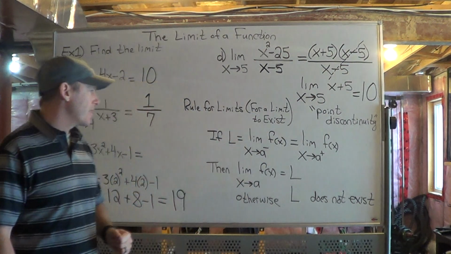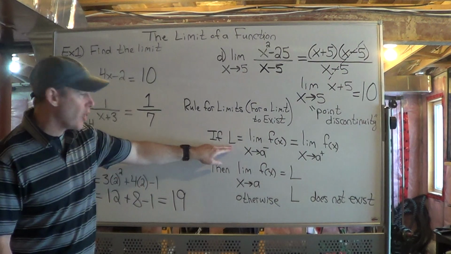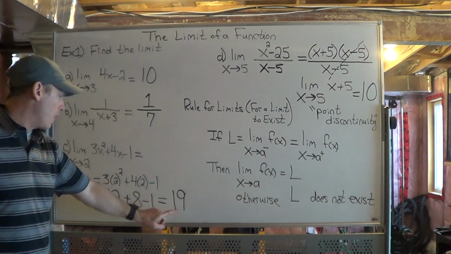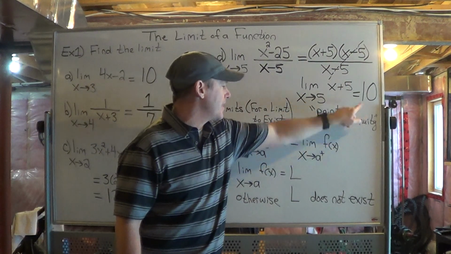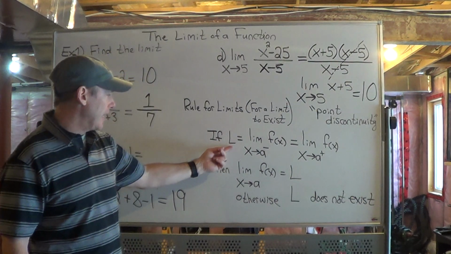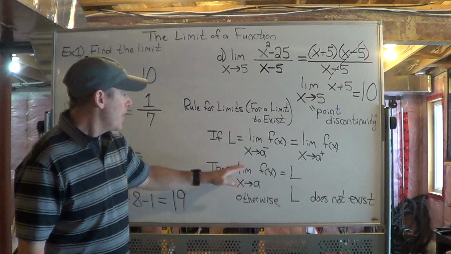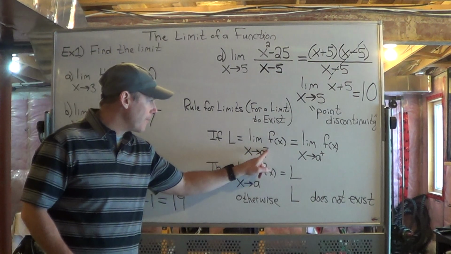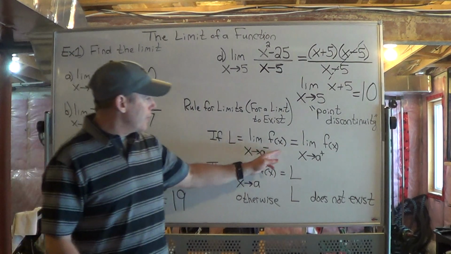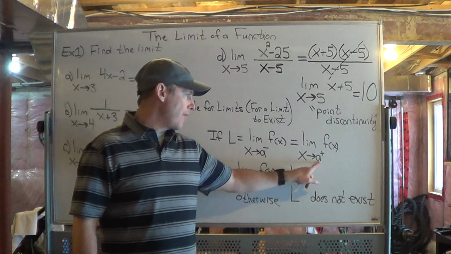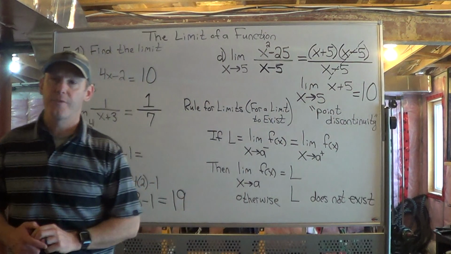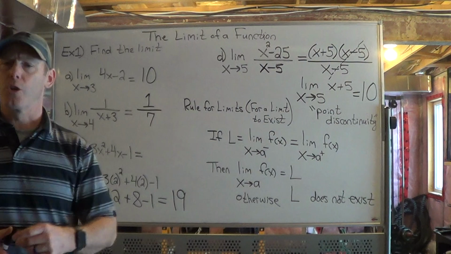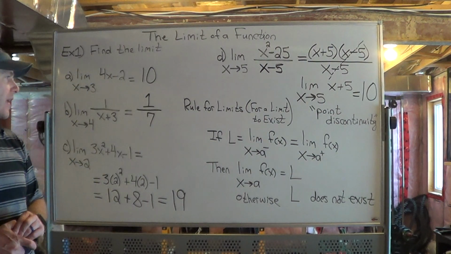So for a limit to exist, which is what we call L, it's a number. So L here would be 10, L here would be 1/7, our limit here would be 19, and our limit here would be 10. So if you have a limit, we have as x approaches some number a, and this negative sign means from the left-hand side, is equal to that same limit as we approach that number from a plus sign, which means from the right-hand side. Now that is something I did go through in advanced functions, and we're going to go through it again, what the left-hand side and the right-hand side mean.